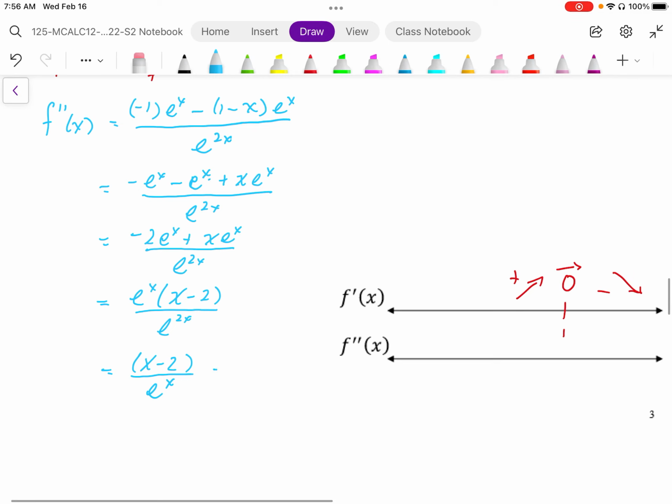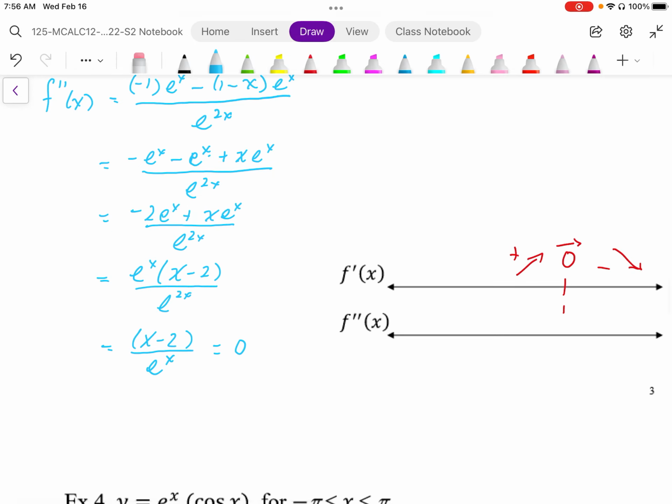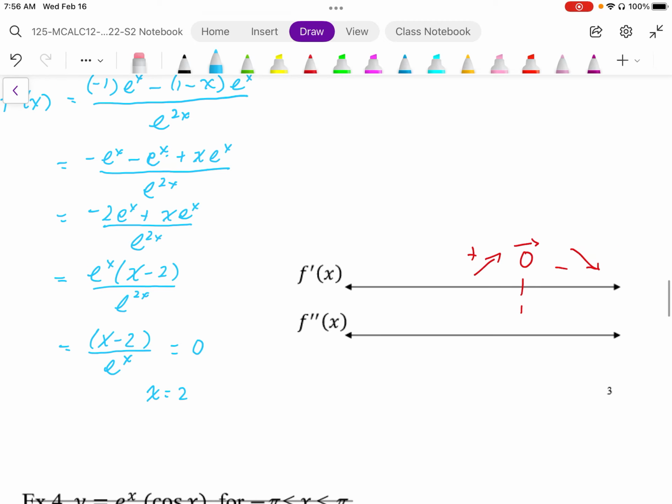So we want to know where the second derivative is equal to 0. There's no undefined values because, again, the denominator is never equal to 0. So finding out when that is equal to 0, we get x equals 2. So there's a potential inflection point at x equals 2 because there's 0 concavity there.